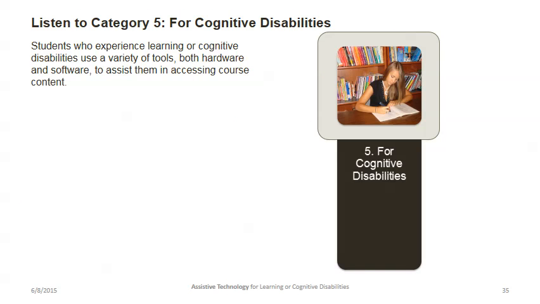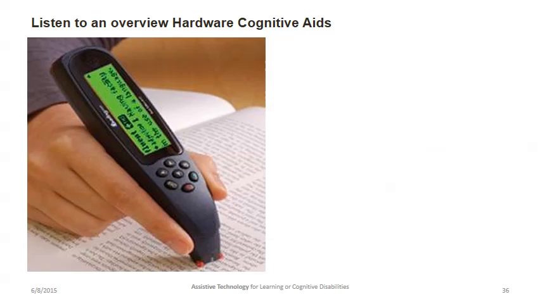The final category is for cognitive disabilities. Students who experience learning or cognitive disabilities use a variety of tools, both hardware and software, to assist them in accessing course content. Reading pens are used like a highlighter, but instead of marking text, the pen reads scanned text aloud. The pen displays syllables and spells words aloud. The pen also contains a dictionary that provides word definitions aloud. Reading pens are very useful to people who experience dyslexia or have other text decoding disabilities.